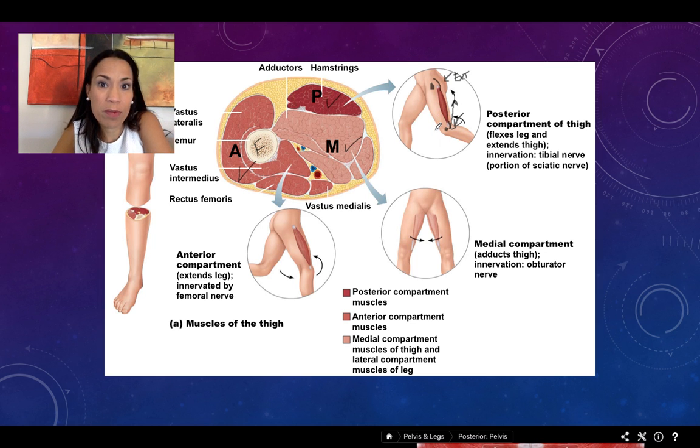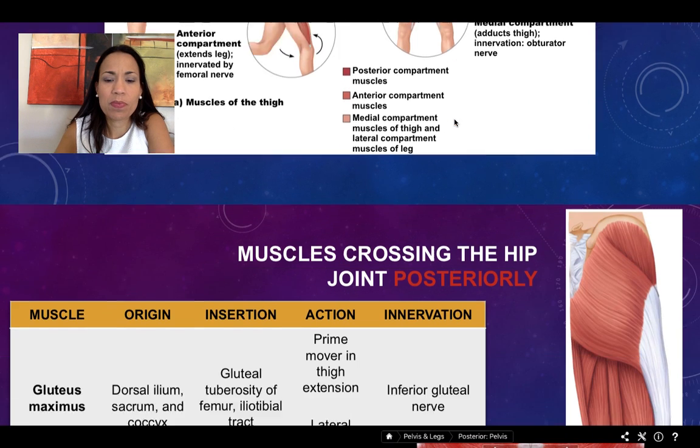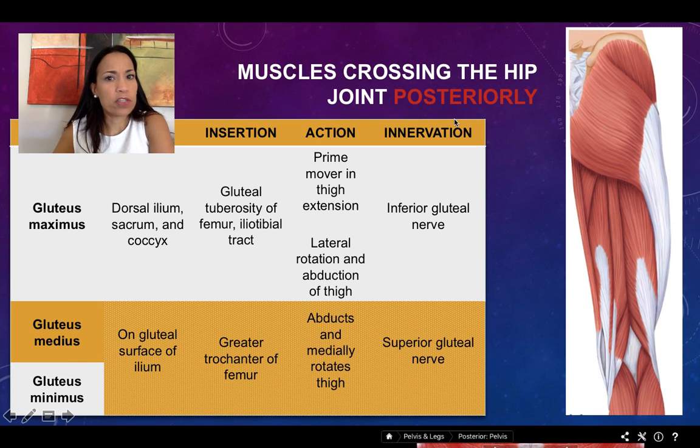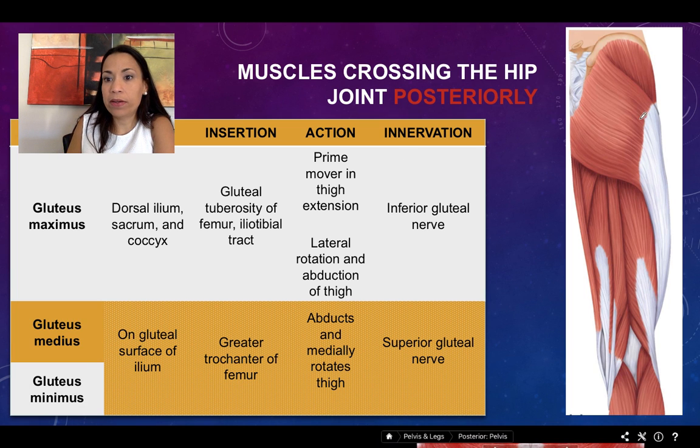All of the posterior compartment of the thigh and leg are innervated by a branch of the sciatic nerve that we'll describe in a little while. And this is the first group of muscles that we're going to describe today. We're still not in the thigh. We are back here, posterior to the hip joint, but we haven't reached the thigh yet.